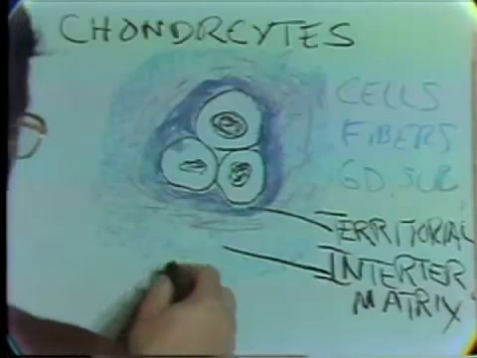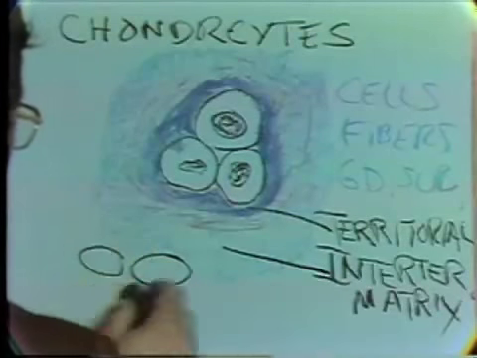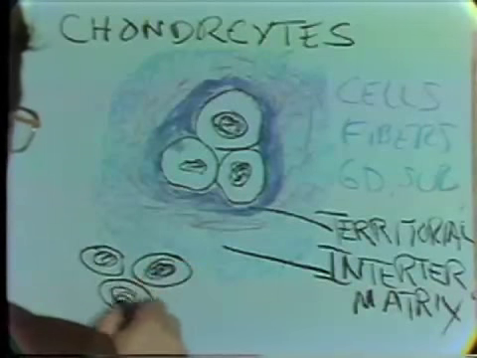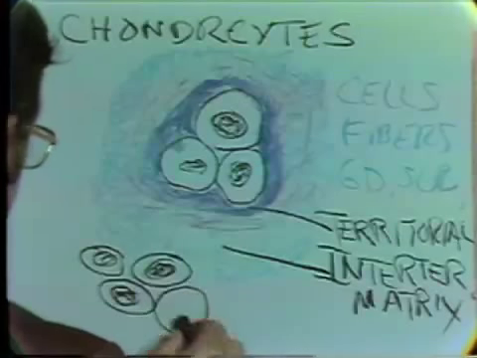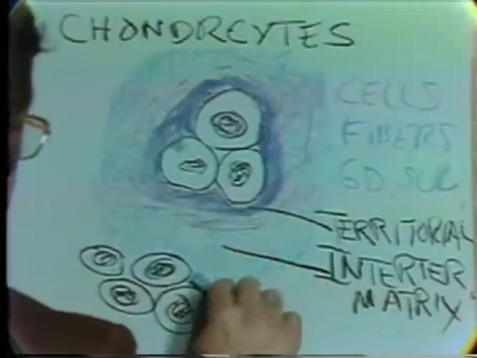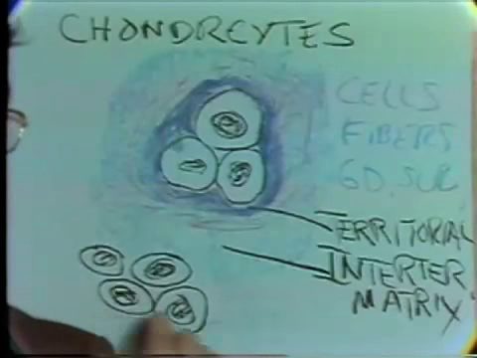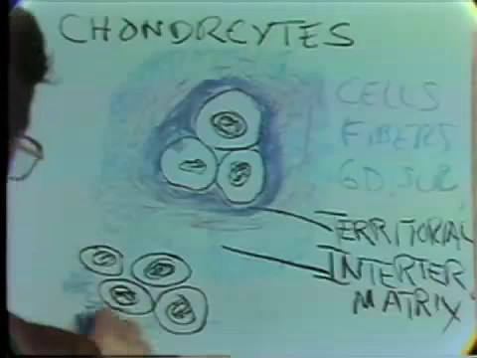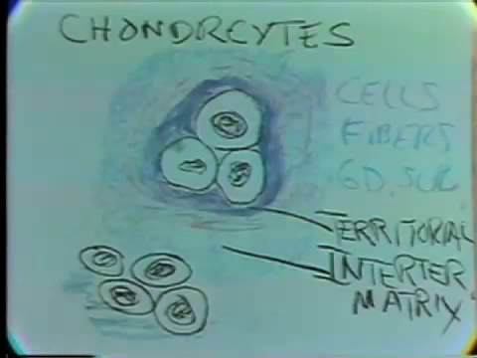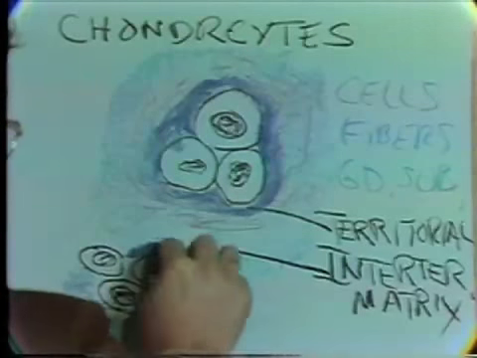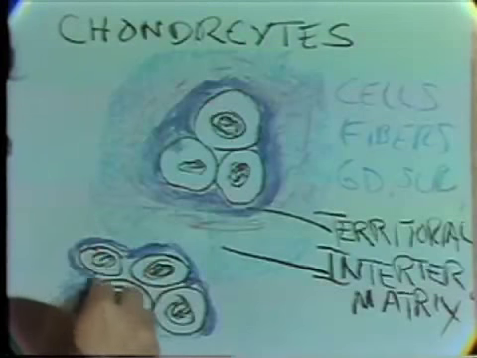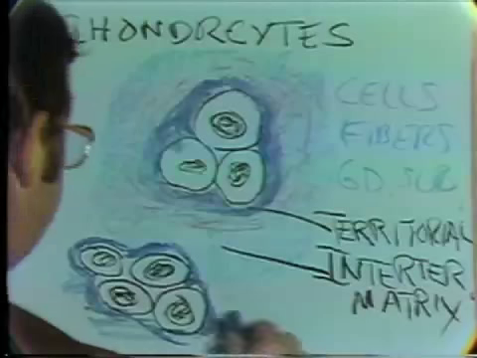Let's draw in, just for completeness, another group of cartilage cells, and these would all be from the same cell. One cell would divide, and you get these groups of cartilage cells. These groups are called isogenous groups, which tells you something about the fact they all come from the same one cell. Isogenous groups.